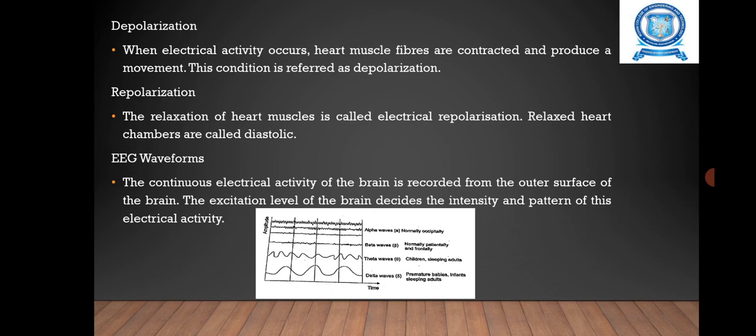The next waveform is the EEG waveform. Here, the continuous electrical activity of the brain is recorded from the surface of the brain, so the excitation level of the brain decides the intensity and pattern of this electrical activity. Here also we have four major types of brain waves: alpha, beta, theta, and delta waves. In most instances, our brain waves are irregular and do not have a regular pattern.